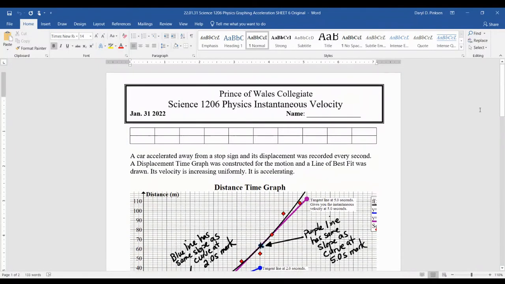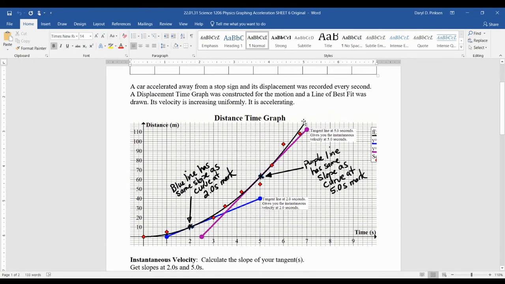So here's the sheet about finding instantaneous velocity with an accelerating object. And the curved line we have here is the line of best fit, or the curve of best fit, for this data that's represented by these red points. And you can see that the slope is in a continual state of change. The slope starts at 0 down here, and then it gradually gets steeper and steeper. And that's telling you that it's going faster and faster.